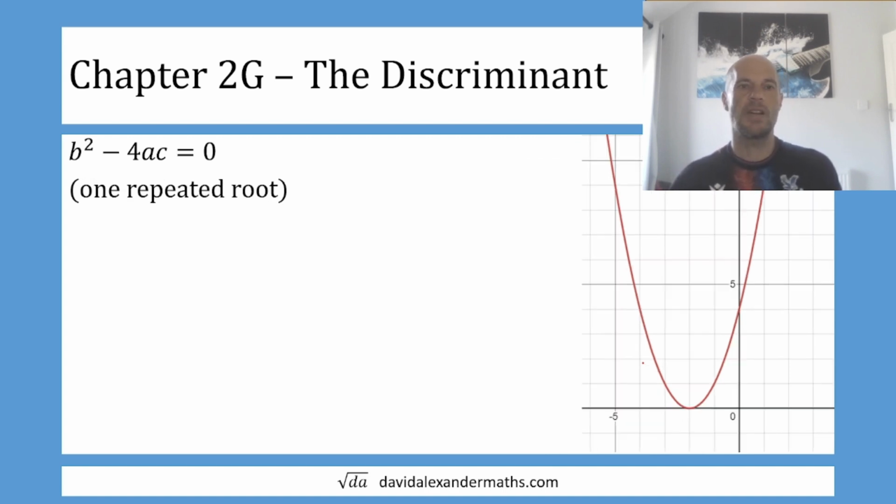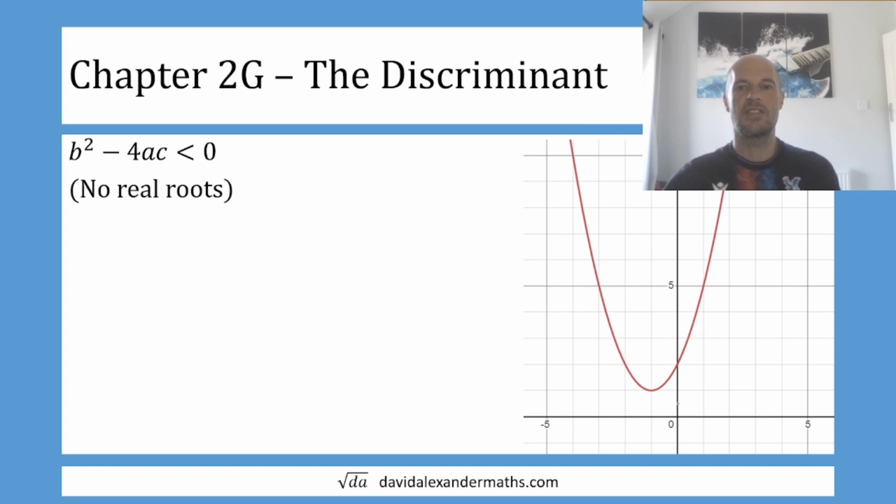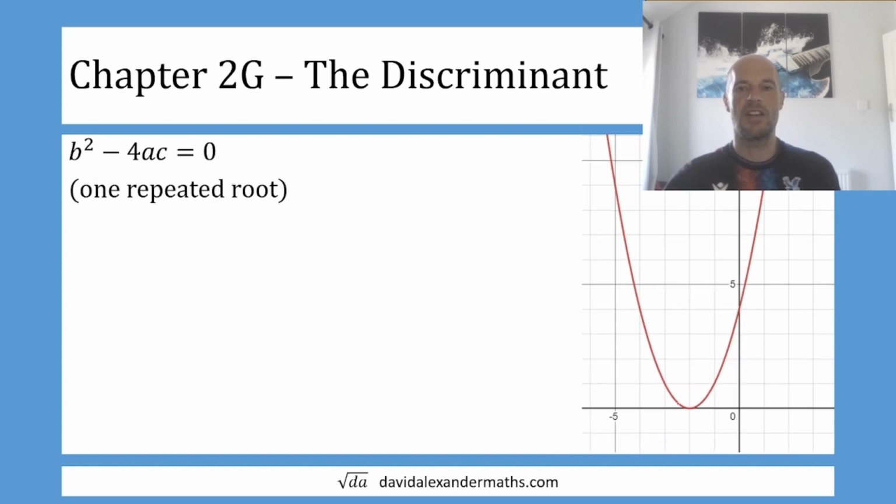And if the discriminant equals 0, then that means the x-axis is a tangent to the curve, meaning we get one repeated root. So just remember that when b squared minus 4ac is greater than 0, two roots, less than 0, no roots, when it's 0, one repeated root.